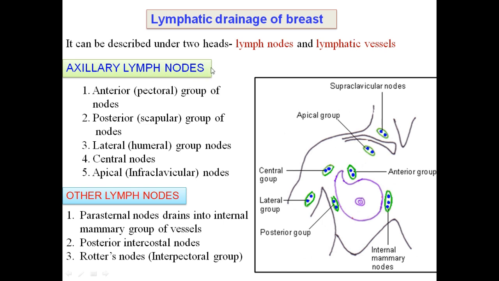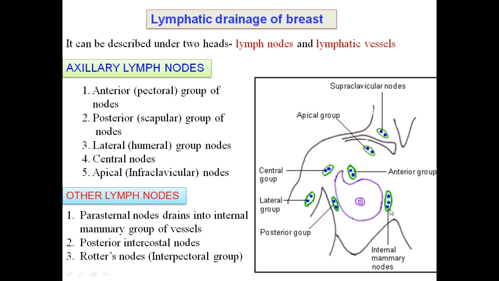The axillary lymph nodes consist of 5 groups. The anterior group lies on the medial side of the axilla. The posterior group lies on the posterior wall of the axilla and lateral border of the scapula. The lateral group lies on the axilla and receives the lymph from the upper limb. The central group of lymph nodes lies on the pectoralis minor near the base of the axilla.